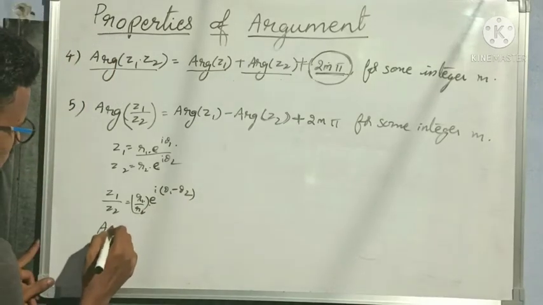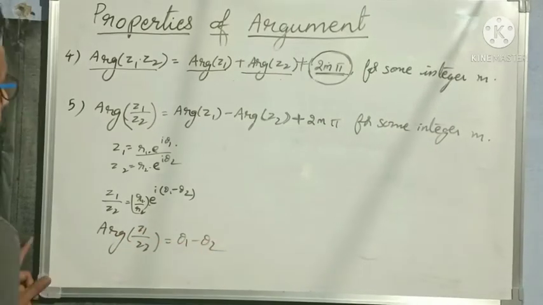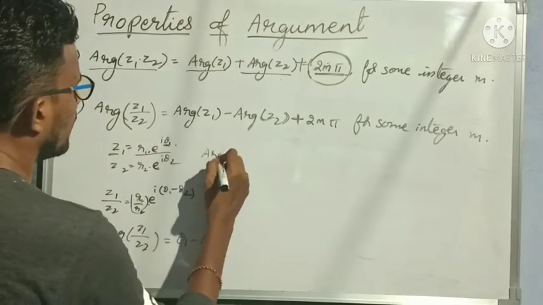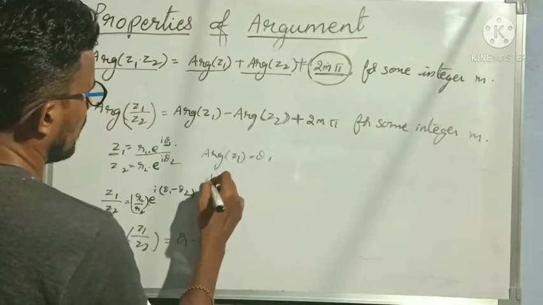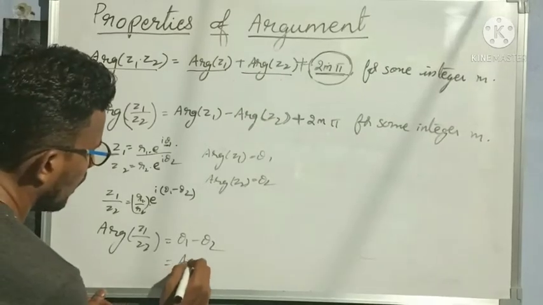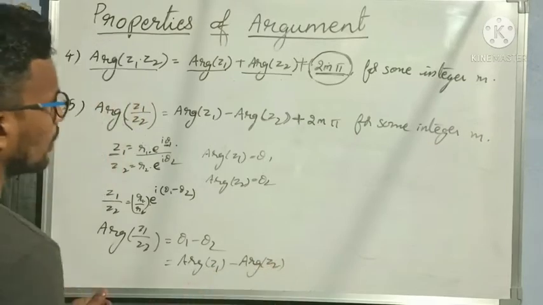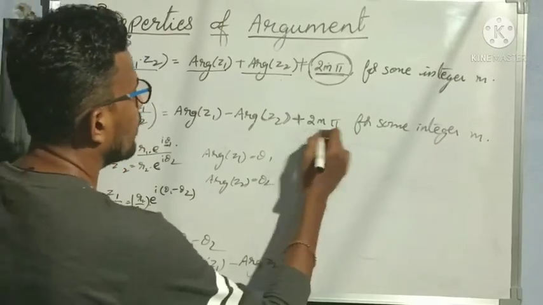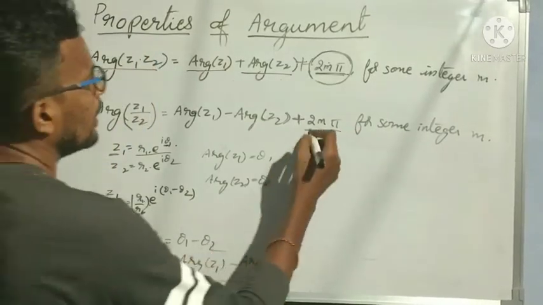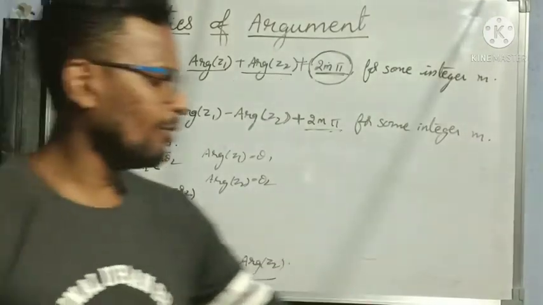Anyhow, we are taking argument. So argument of z1 by z2 is what? Theta 1 minus theta 2. So what is theta 1 here? Theta 1 is argument of z1, right? Argument of z2 is theta 2. So theta 1 means argument of z1 minus theta 2 means argument of z2. Plus 2m pi: whenever my argument value is not in the principal value range, then I can make use of this 2m pi. Understood everybody? So this is the fifth property.